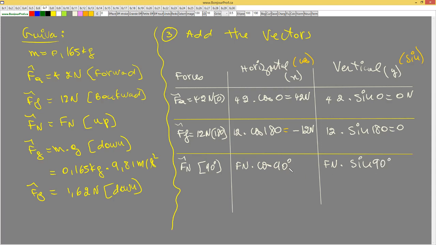Here I'm going to do some algebra. Cosine 90 degrees is 0. It gives me Fn times 0. Fn times 0 is 0 because everything times 0 is 0. This one gives me Fn times 1, because sine 90 degrees is 1. It gives me Fn. So this one will be 0 and this one will be Fn. I don't know what Fn is because I don't have its value.